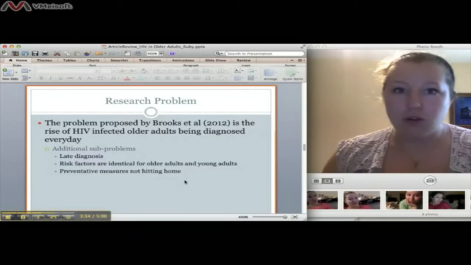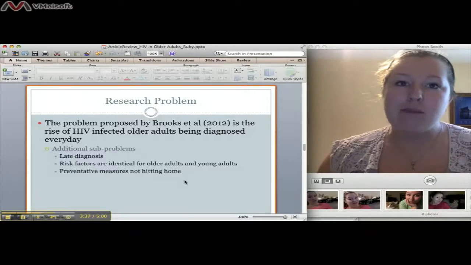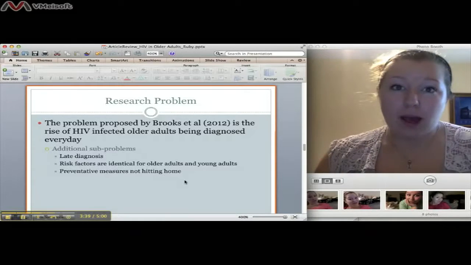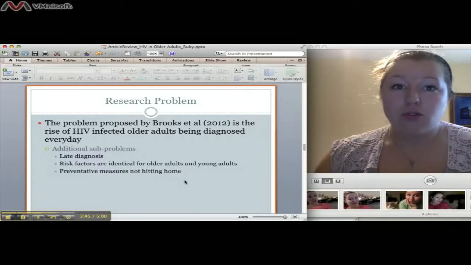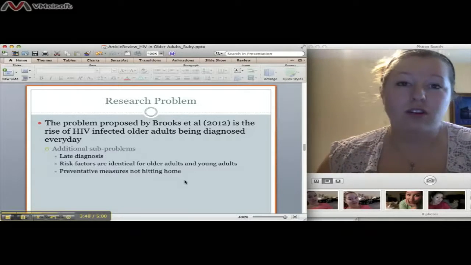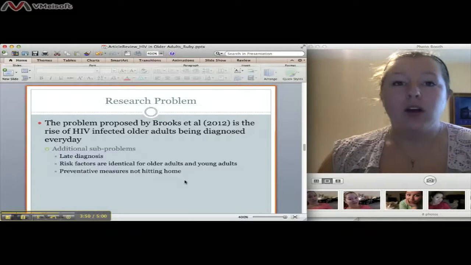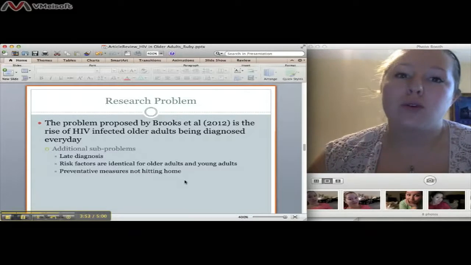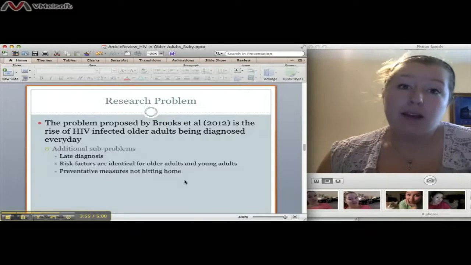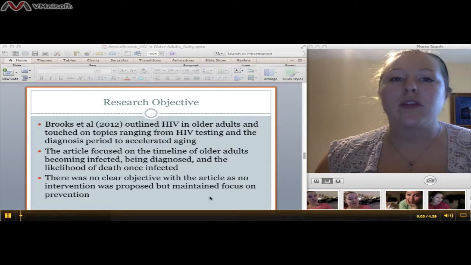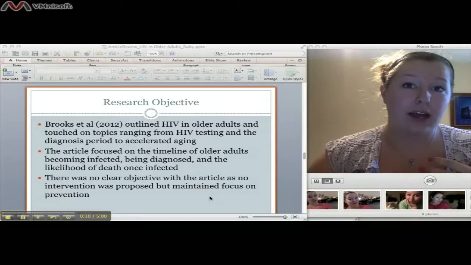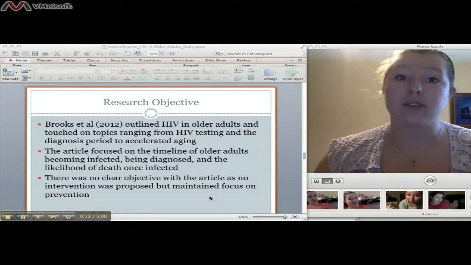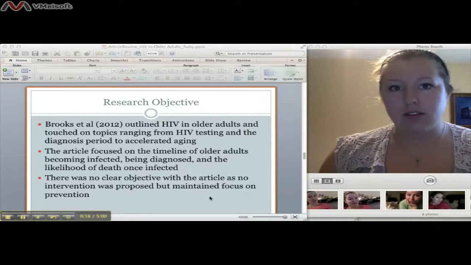You might see them in your doctor's office, little brochures or pamphlets, but they might be being picked up, but they're not being read. So because the older population isn't being made aware of these issues, it's just a continuous battle with health professionals trying to keep this from becoming an epidemic. That I thought was interesting, that they really tried to focus on the timeline of older adults from becoming infected, being diagnosed, and then the mortality rates and other things that could pop up, such as frailty and things like that are related to the disease.